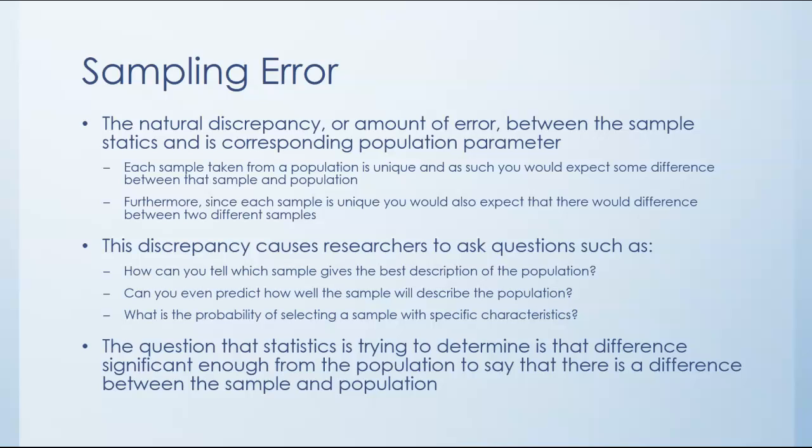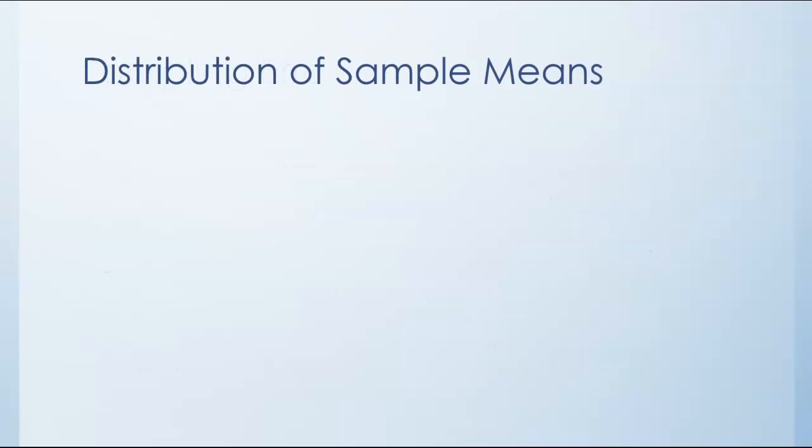We take a sample, we do some type of treatment to it, and then we want to say, is the resulting measure different enough from the population to say that this treatment had a significant effect on this sample of people, so that we can turn around and say, we think that this treatment will have a significant effect on the population. Remember, that's what statistics is all about. That's what psychology is always about, trying to determine if there are differences between a sample and a population when a treatment has been applied. So now we're going to talk about the distribution of sample means.